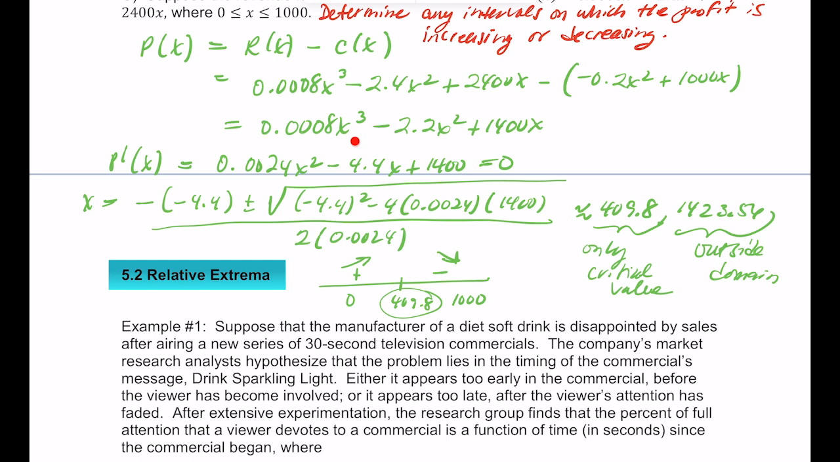So when no computers are sold, the profit is increasing at a rate of $1,400 per computer, right? If I plug in zeros for my x's. And when 1,000 computers are sold, if you were to plug 1,000 in, you would end up with a negative 600. So that means the profit is decreasing at a rate of $600 per computer. So again, it's increasing from negative infinity, or actually 0, right? Because negative infinity is not in our domain. So from 0 to 409.8, and then it would be decreasing from 409.8 to 1,000. Okay, so the profit increases when 409 computers are sold and decreases when 410 or more are sold.